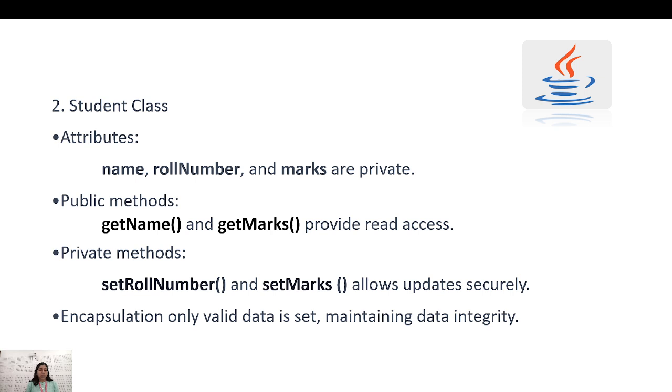The public methods which can be seen by everyone for reading are get name and get marks. And the private methods mean that only the respective person can set their roll number and set their marks. That means the updating of roll number and marks is done securely. Now we can say that with encapsulation only valid data is set, maintaining data integrity.